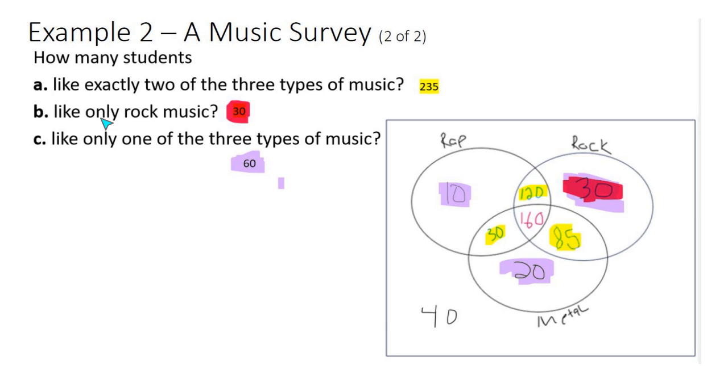How many students like only rock music? Only rock music would be the students that are sitting in this area. So my answer would be 30. How many students like only 1 of the 3 types of music? That's going to be these 10, they only like rap. These 30 only like rock. And these 20 only like heavy metal. So if we add the 10, the 20, and the 30, we end up with 60.